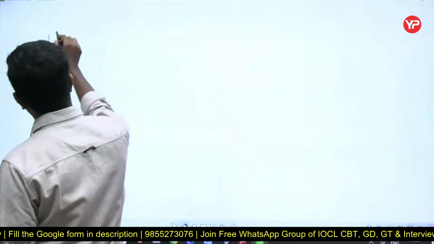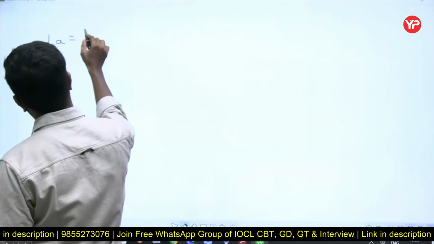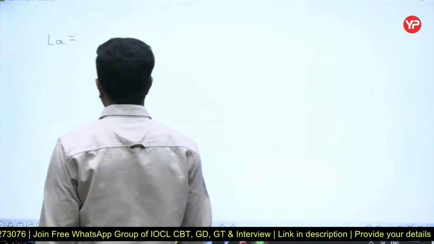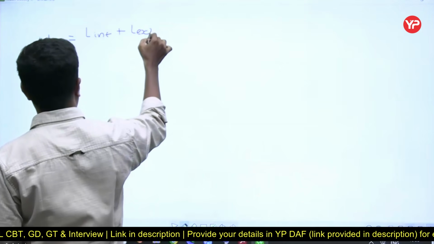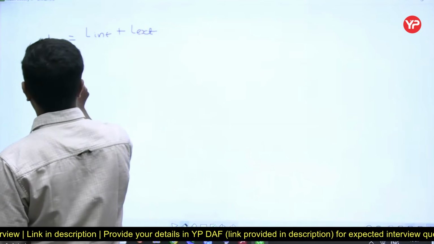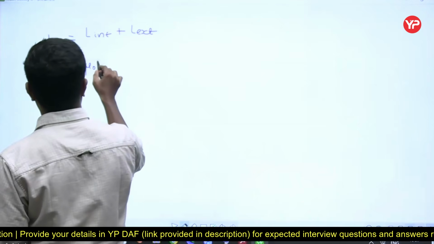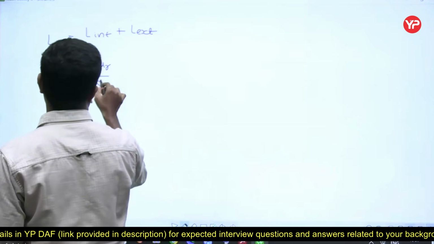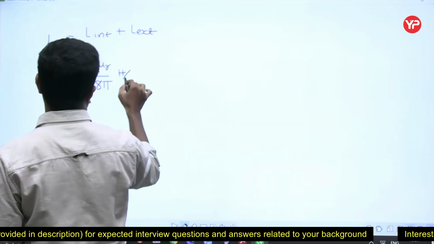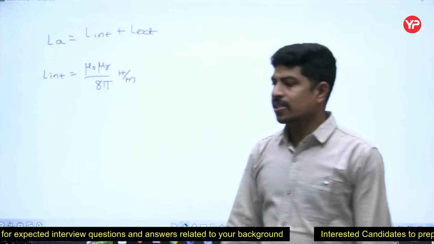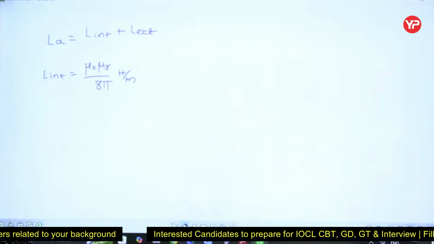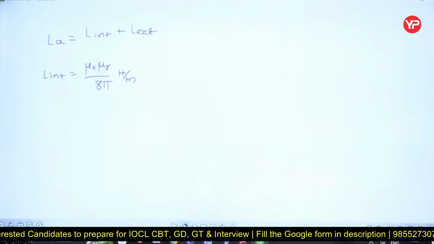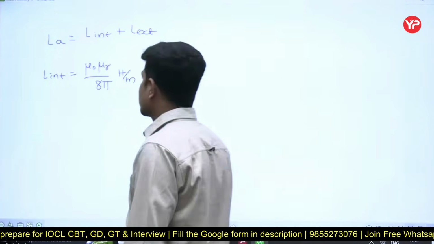Inductance formula is L. If you take one conductor, its inductance is L internal plus L external. Okay. L internal is equal to mu naught mu r by 8 pi Henry per meter. Internal inductance is independent of area of cross section, radius, diameter, and all these things. It is independent. Internal inductance of a conductor is independent of any physical parameters, right?